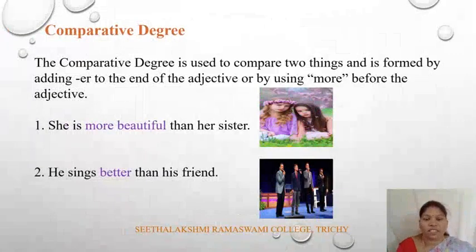Comparative degree. The comparative degree is used to compare two things and is formed by adding er to the end of the adjective or by using more before the adjective. Yes, the comparative degree compares two things to show which has the lesser or greater degree of the quality. Here are the examples of comparative degree. The first one is she is more beautiful than her sister. And the second one is he sings better than his friend.